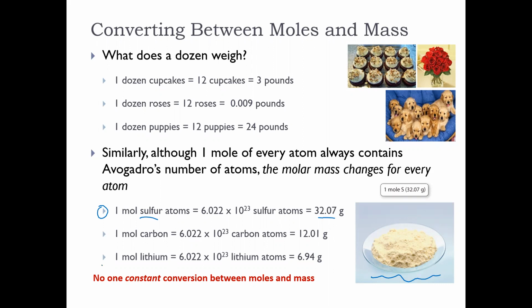What this means here, our big note, is that we need our periodic table to help us figure out grams converting to moles or vice versa. We need that molar mass off the periodic table.